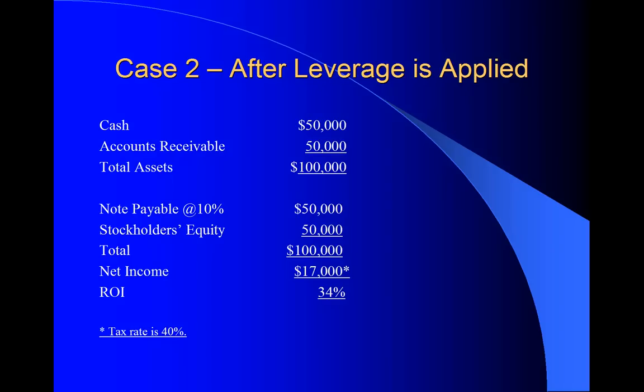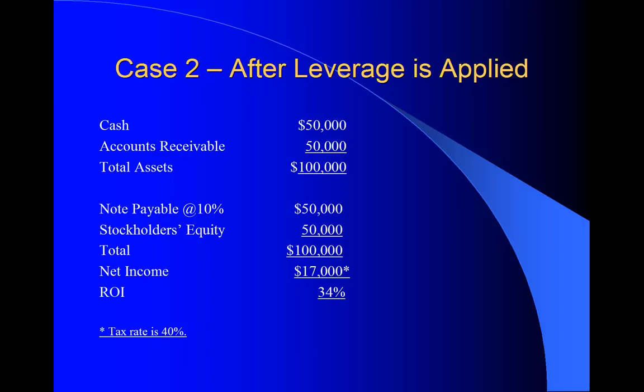So in case 2, we have a balance sheet that's identical in every way to the balance sheet in case 1, with the exception of using $50,000 of notes payable to finance our assets in case 2. So if we have $50,000 of notes payable, that means we only require $50,000 of stockholders' equity. Okay. Now the notes payable have a cost of 10%, and if we assume the tax rate is 40%, the after-tax cost of that note payable is $3,000 per year.